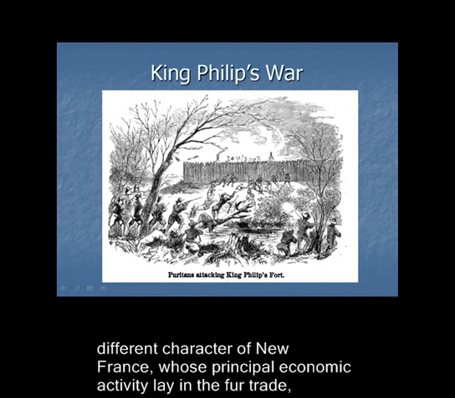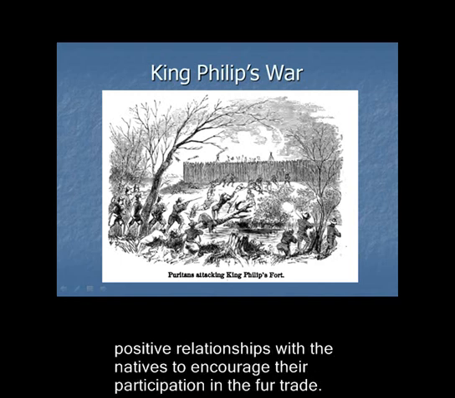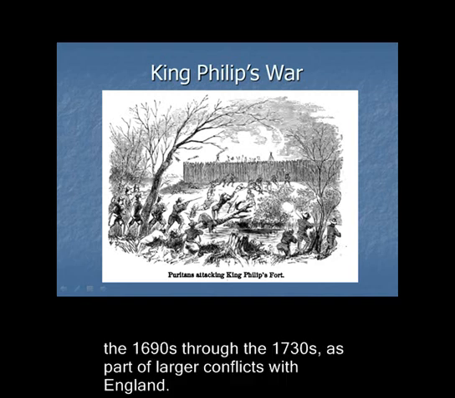This reflected the rather different character of New France, whose principal economic activity lay in the fur trade rather than agriculture. They had little need for Indian land, but instead strove to develop positive relationships with the natives to encourage their participation in the fur trade. With these allies, the French launched numerous raids against New England in the period from the 1690s through the 1730s, as part of larger conflicts with England.